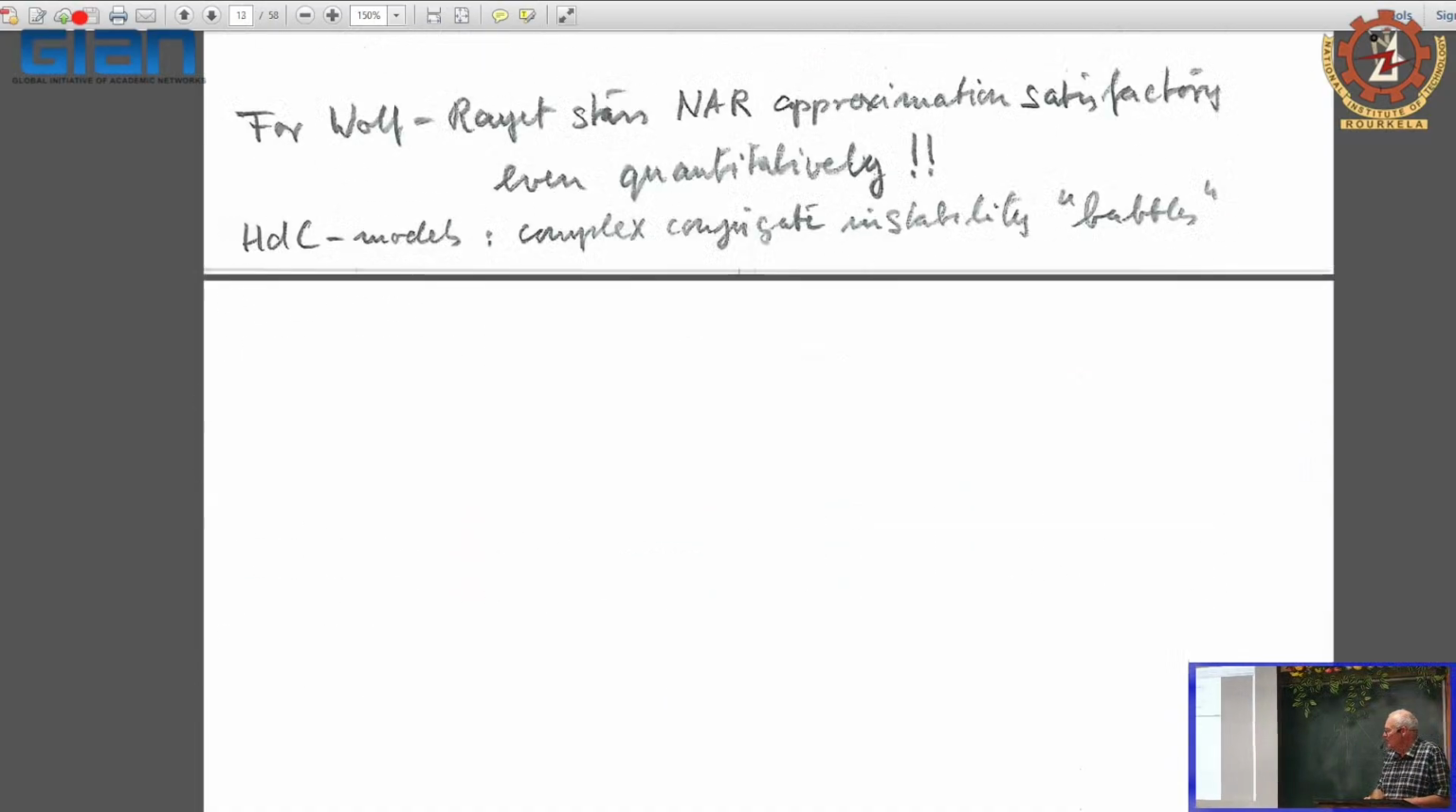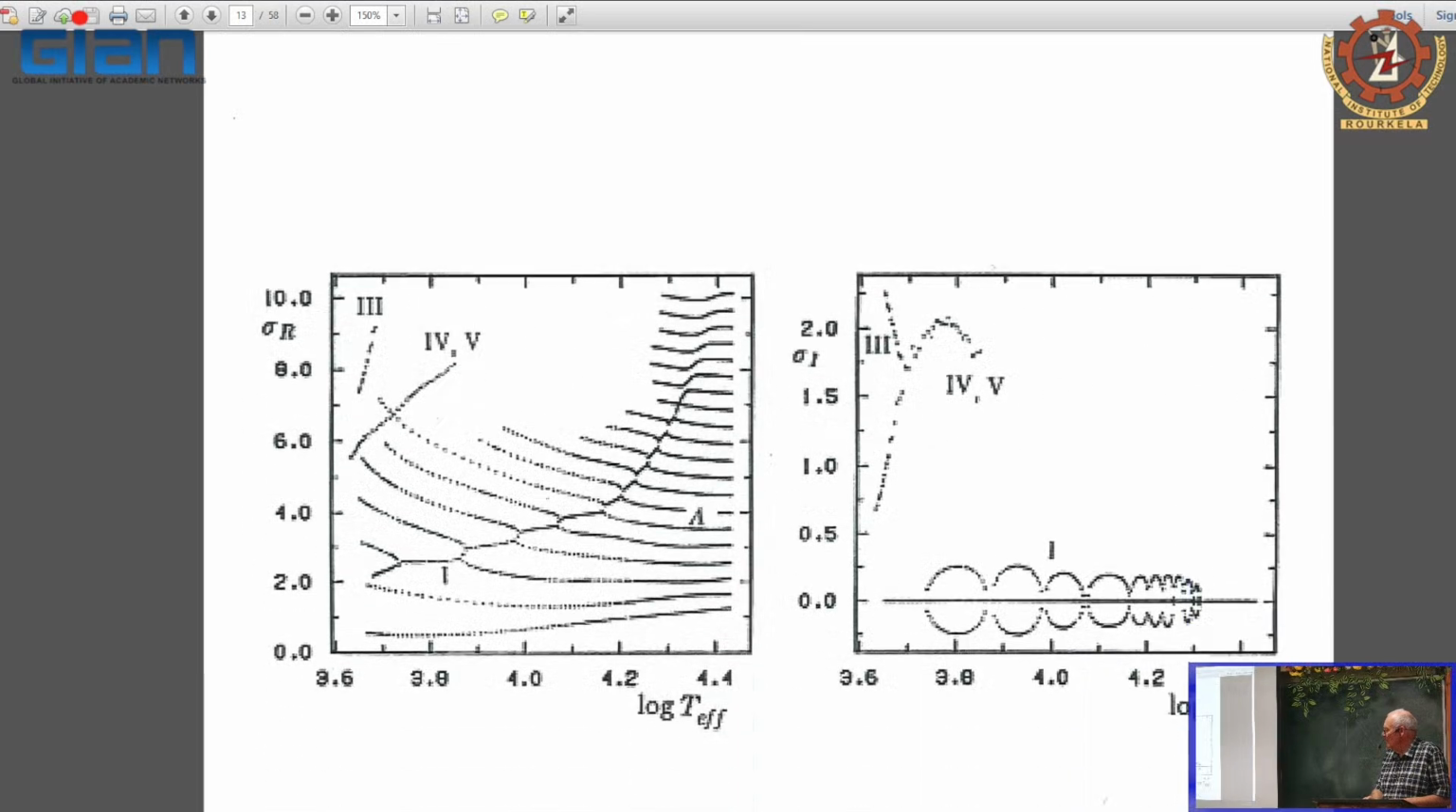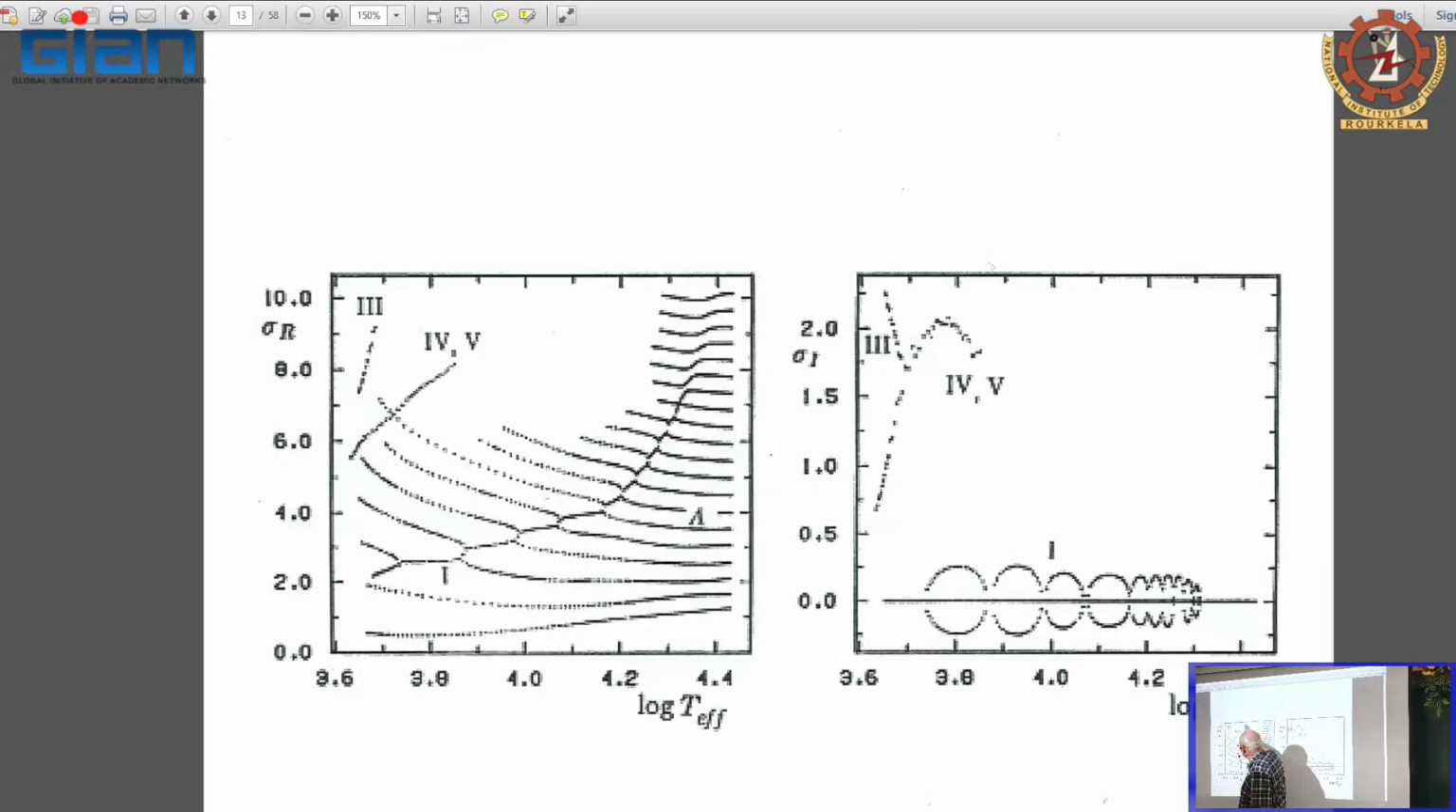Well, we can do the same for the hydrogen-deficient carbon star models. If we also do the NAR approximation, we again see this trace of mode 1. The mode 1 is still there. Also, the mode 5 is there with an extremely high growth rate. But now we see some staircase behavior for the high frequency modes in the NAR approximation, and it's a pity that you don't see what happens here.